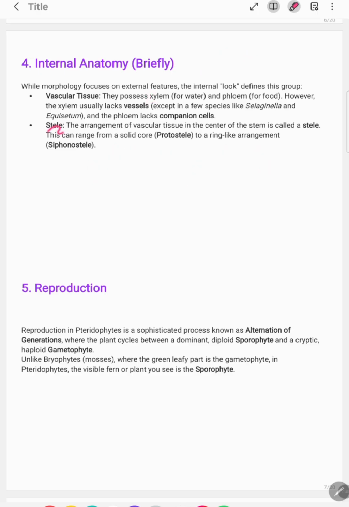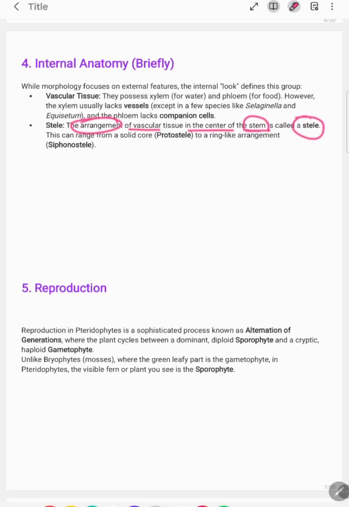Now the stele. What are the modifications occurring in the stele? See, the arrangement of vascular tissues in the center of the stem is called stele. I hope we are clear with the definition. The arrangement of vascular tissues, your xylem and phloem, in the center of the stem is known as stele.